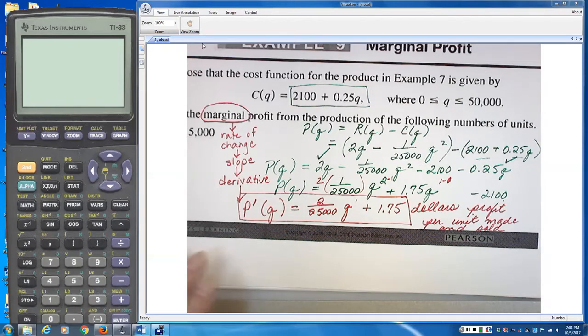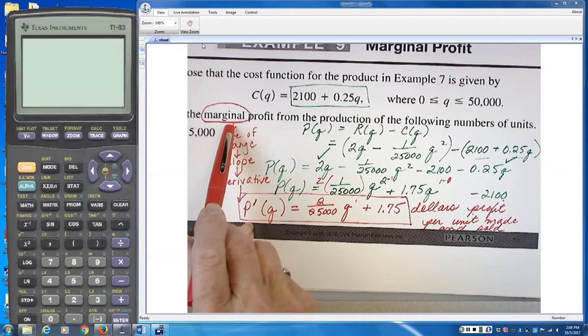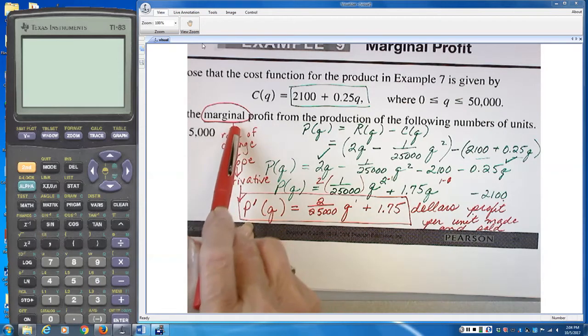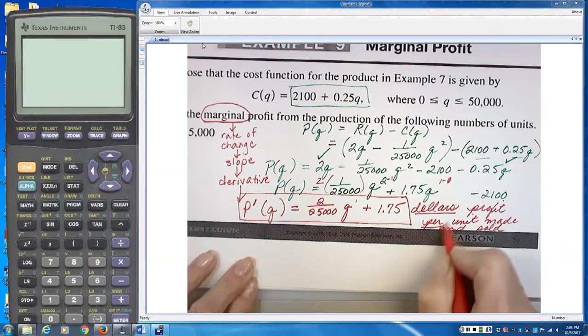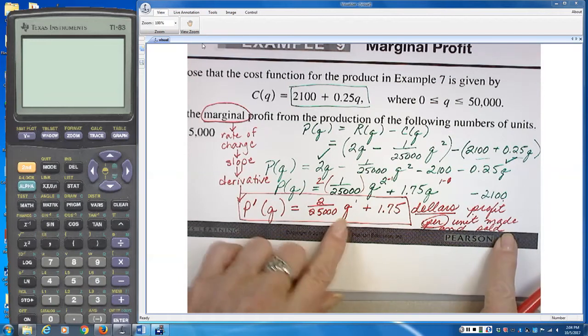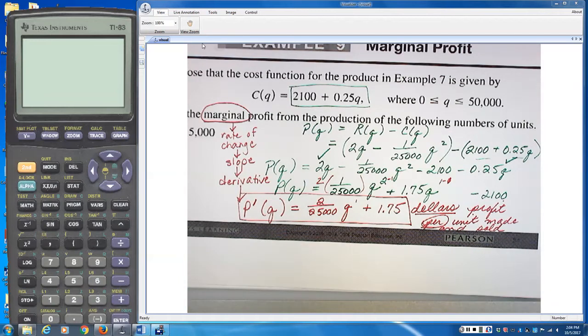So one thing to remember here, tie up these words. This is the calculus part of it. Remember, you're taking the derivative anytime it says marginal anything. And when you take the derivative, it is a rate of change, so it's always going to be units of the output, in this case profit, which is dollars, per unit of input. In this case, the input is quantity. So marginal always has an interpretation as a rate of change. Be careful of that.